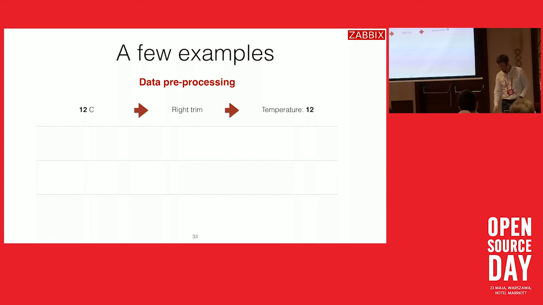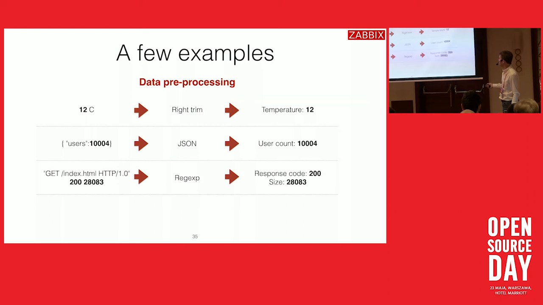These are basically those examples. This is a temperature, 20 centigrades. We use a simple rule, right trim, and temperature, 12 centigrades. We've got a JSON, like users, number of users. We use JSON path preprocessing, and we extract this value, so the user count.